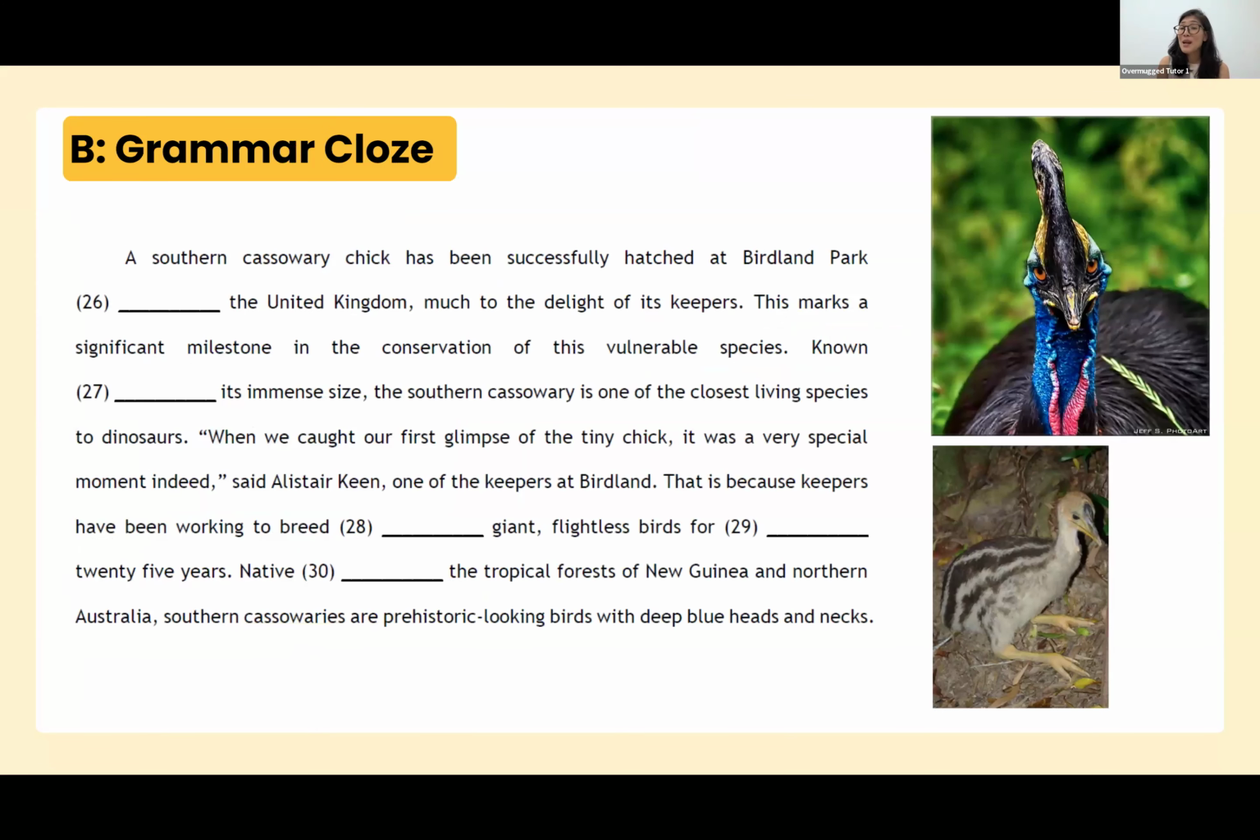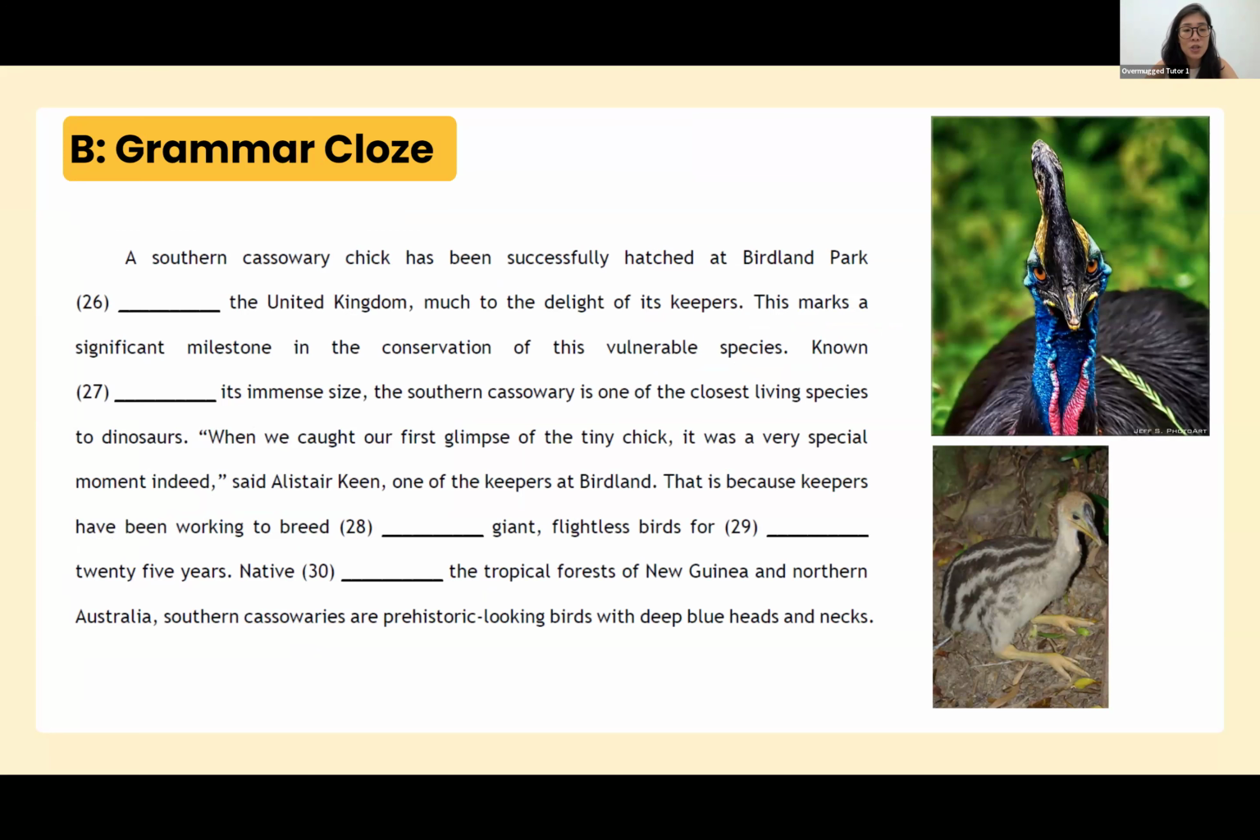For booklet B, we'll start with the grammar cloze. I'm not sure if any of you have been to Bird Paradise, but if this passage intrigued you, head on down. You'll find the southern cassowary bird right there. Okay, so let's take a look at your cloze passage.